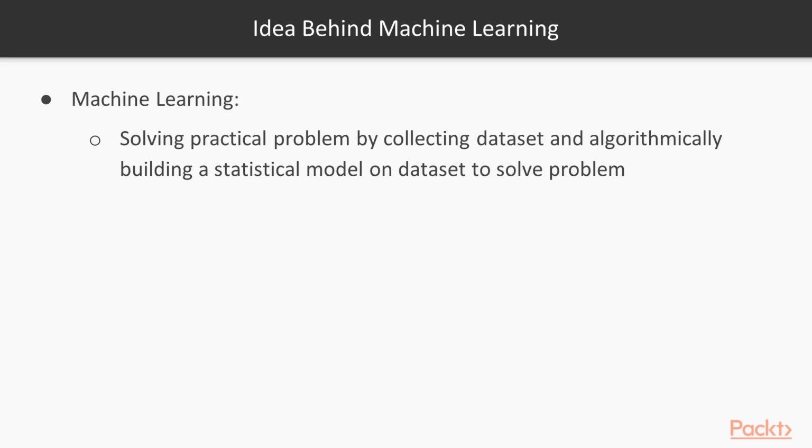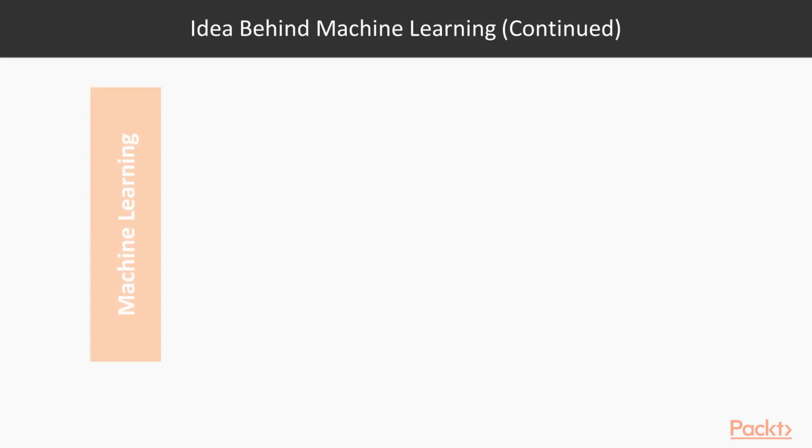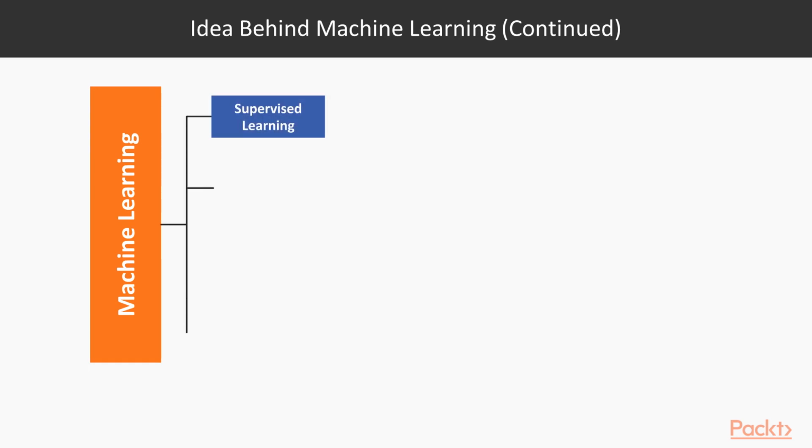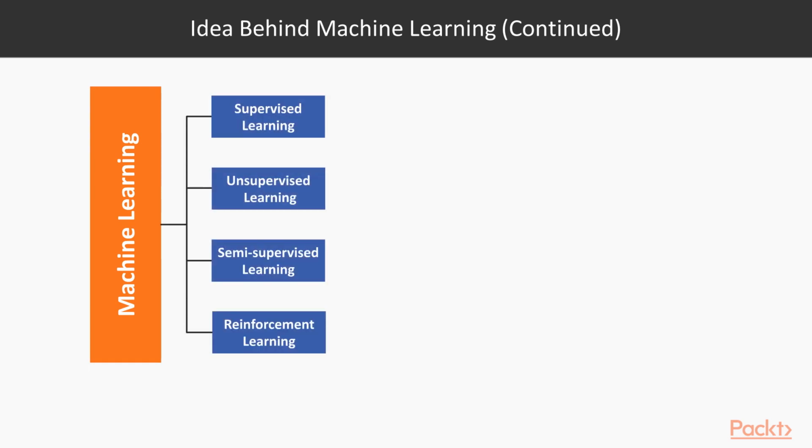Before going to deep learning, we'll come to machine learning because it's a kind of subfield of it. So machine learning tries to solve a practical problem by collecting your dataset algorithmically and building a statistical model on the dataset to solve the problem. I will give an example very soon, but if we see the subfields or the parts of machine learning, it covers supervised, unsupervised, semi-supervised, and reinforcement learning. In supervised learning, you have regression and classification.